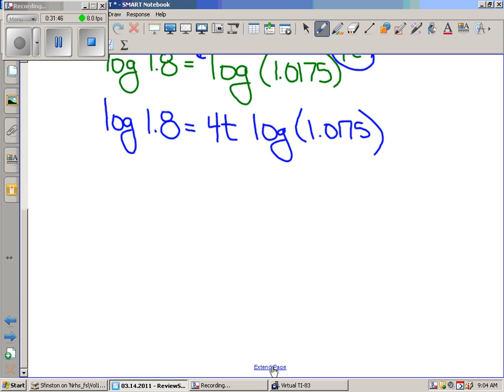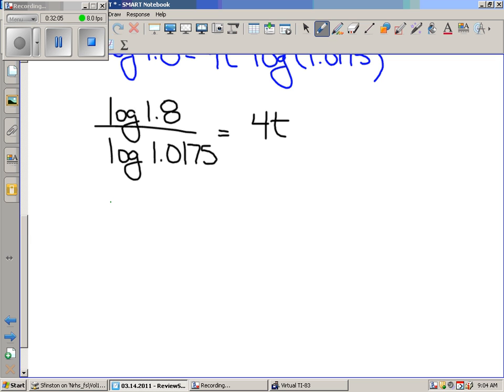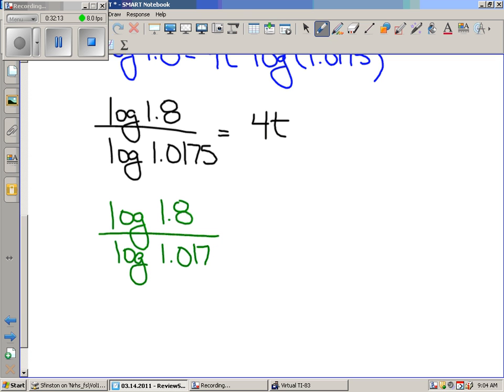What do we do next? Divide both sides. We're almost there. Stay with me. Log 1.8 divided by log 1.0175 equals 4t. What do we do next? Keep going. Divide by 4. Nice. So the log of 1.8 divided by the log of 1.0175, then divided by 4, has got to be equal to t. Do me a favor. Do that in stages. Plug it into your calculator. Tell me what you get.